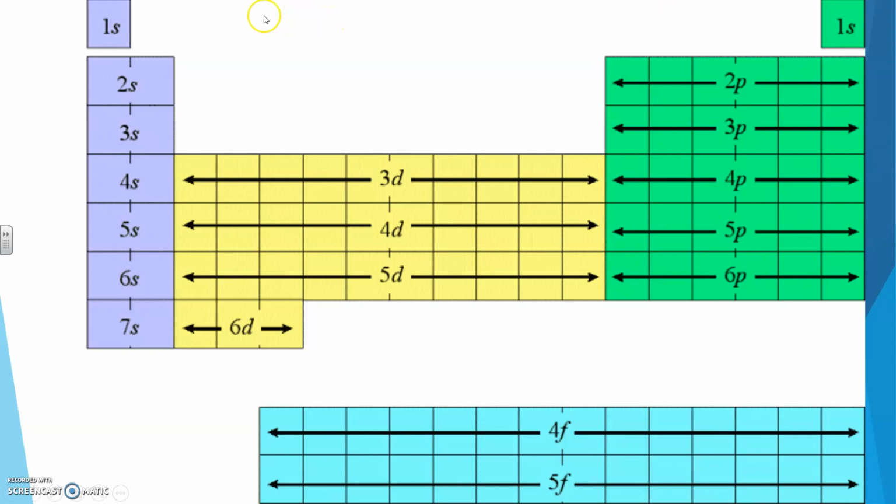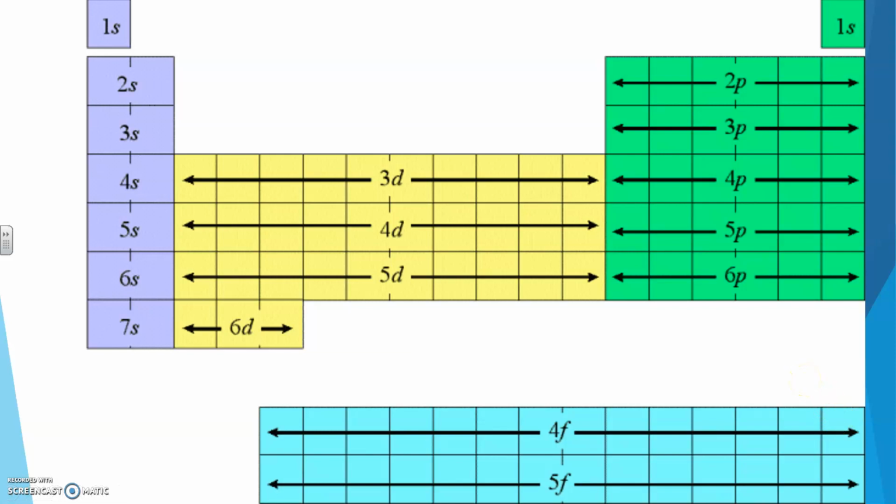So s orbital, we know that it holds 2 electrons tops. Look at that. 1, 2 columns. Okay. p orbitals, we know that they can hold up to 6. 1, 2, 3, 4, 5, 6 columns. Okay. d orbitals hold up to 10. 1, 2, 3, 4, 5, 6, 7, 8, 9, 10. Okay. It's working pretty well here. f orbitals can hold up to 14. So 1, 2, 3, 4, 5, 6, 7, 8, 9, 10, 11, 12, 13, 14 columns.